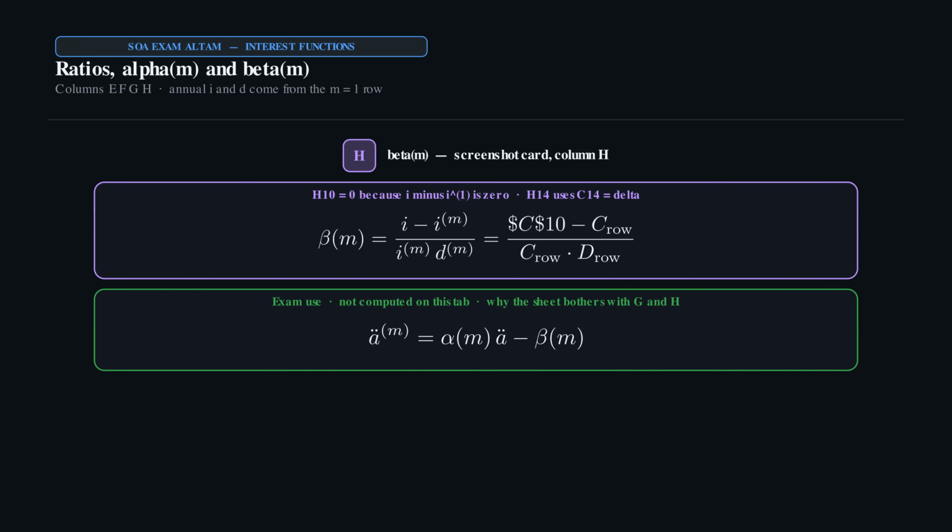The tab stops at alpha and beta. It does not compute an empty CHLY annuity. On the exam, you feed these two factors into the UDD identity. A do upper M equals alpha of M times a do minus beta of M. That is why this tiny engine exists.